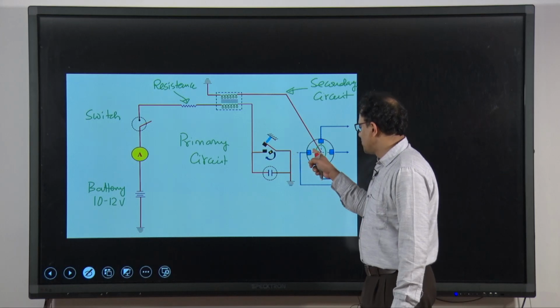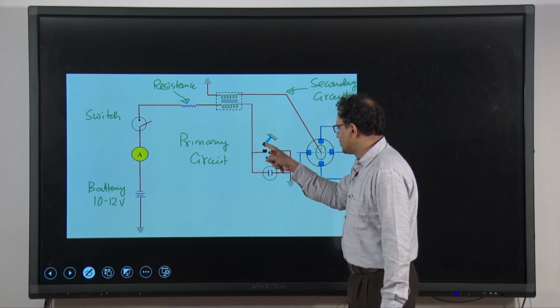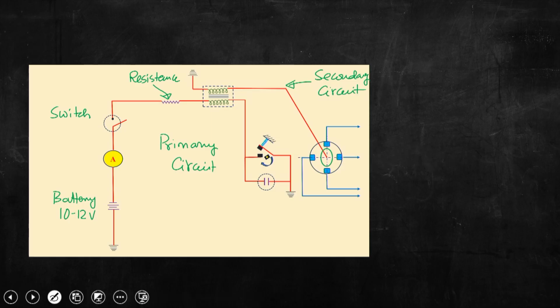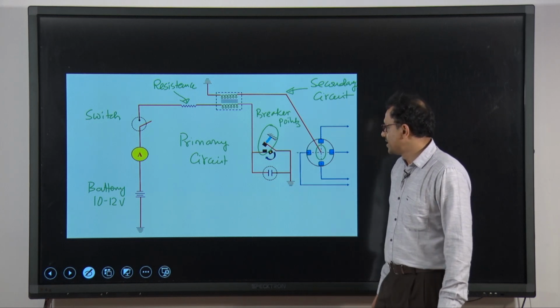If we look at the components which are there in the right hand side, these are the breaker points, and the opening and closing of these breaker points are done using this breaker cam, and this cam is essentially connected to the engine shaft, and in tune with the engine speed this breaker cam will rotate, and it will be used to open and close the breaker points.